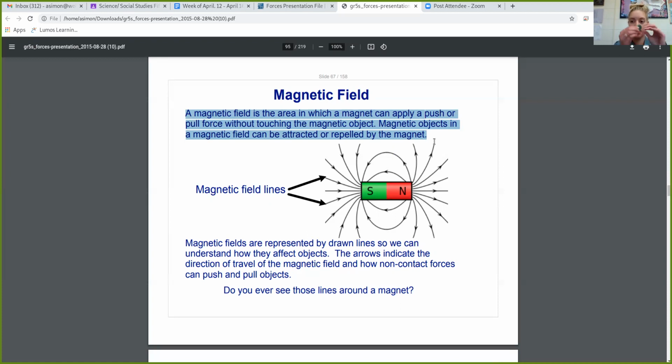So a magnetic field is the area around this that can attract or repel something. And we'll go through what those mean. If something is attracted to it, it means it's pulled to it. For example, this paperclip is attracted to the magnet. When it's repelled, it means it's pushing it away.